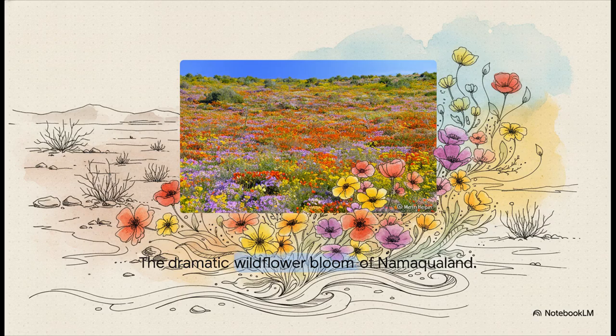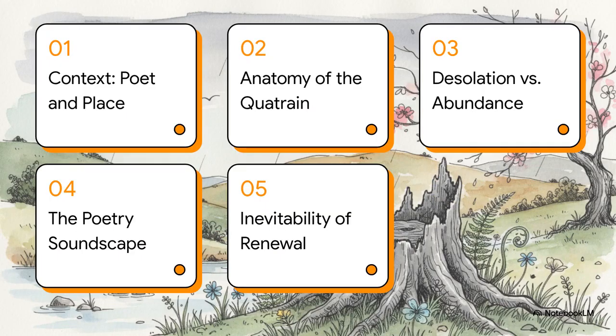But it's not just a pretty landscape, right? It's a profound display of resilience. And it's exactly this incredible phenomenon that serves as the beating heart of our poem today. To really elevate your exam performance, here's our mental roadmap for today. We're dividing our analysis into 5 clear study buckets. We've got context of the poet and the place, anatomy of the quatrain, the imagery of desolation versus abundance, the poetry soundscape, and finally, the inevitability of renewal.